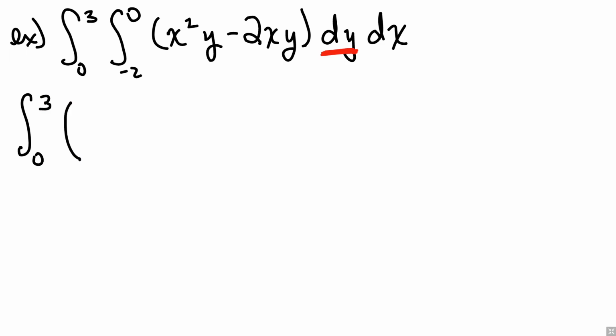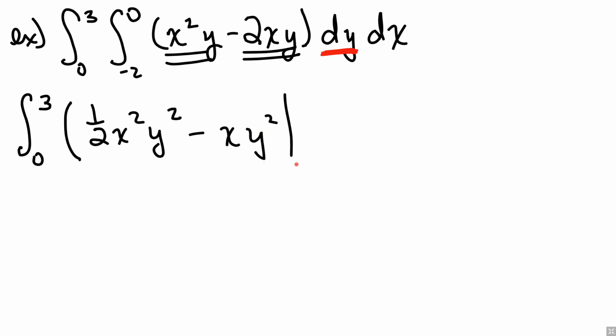So what would be the antiderivative of the first term with respect to y? One half x squared y squared, good. Minus, what's the antiderivative of the second term with respect to y? Minus x y squared. Yes. But we're going to evaluate this from -2 to 0, and then we're going to integrate with respect to x after we do that. Any questions so far?